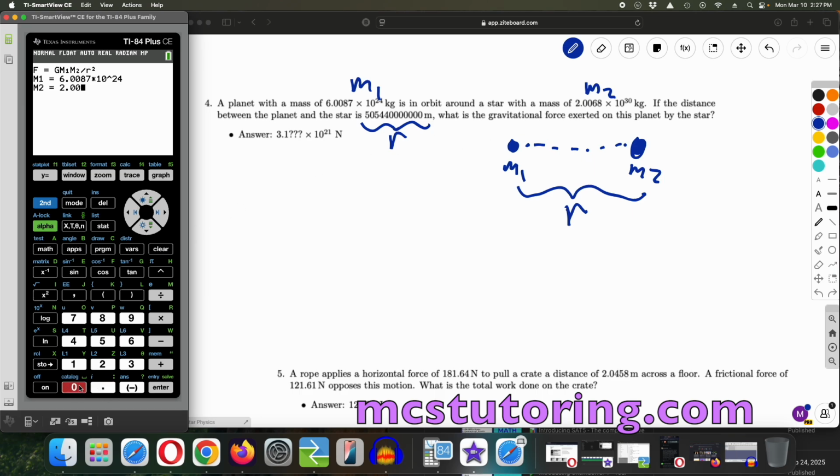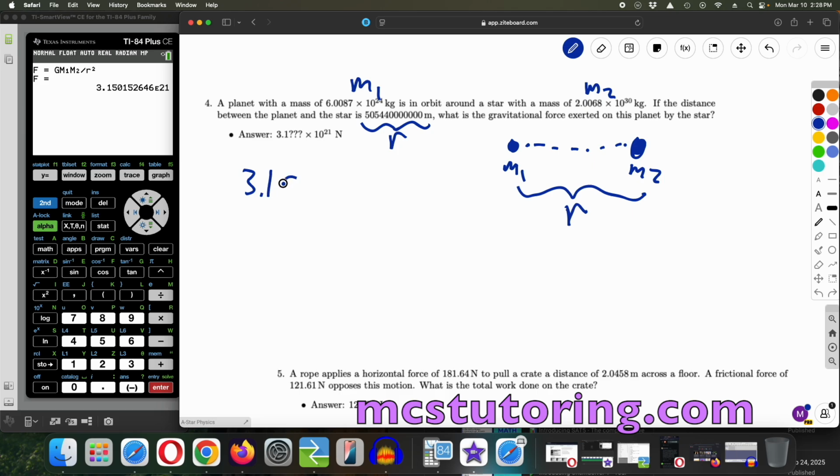Mass 2, 2.0068 times 10, again raised to the 30th. The radius, 50544. I'm pretty sure there's 7 zeros here. I'll just try my luck. 1, 2, 3, 4, 5, 6, 7. Okay. And then we get 3.150. And I'm going to round this up to 2 here because the digit after it, if it's 5 or larger, we round it up 1. So that is a 5, so that 1 now becomes a 2. Okay. And then E to the 21.